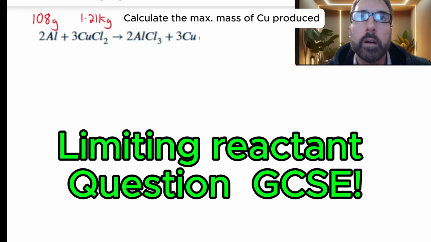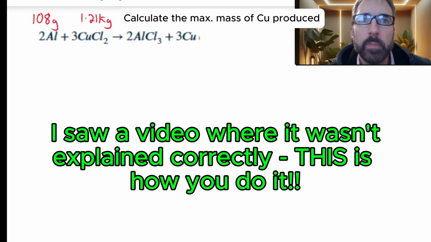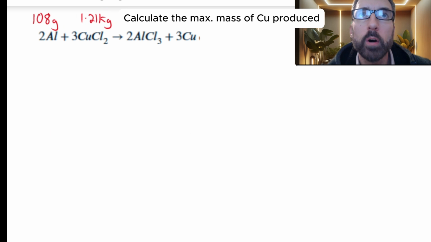Right guys, here we go. So we're going to look at limiting reactants or limiting reagents. So this is a relatively difficult GCSE calculation question using moles and masses.